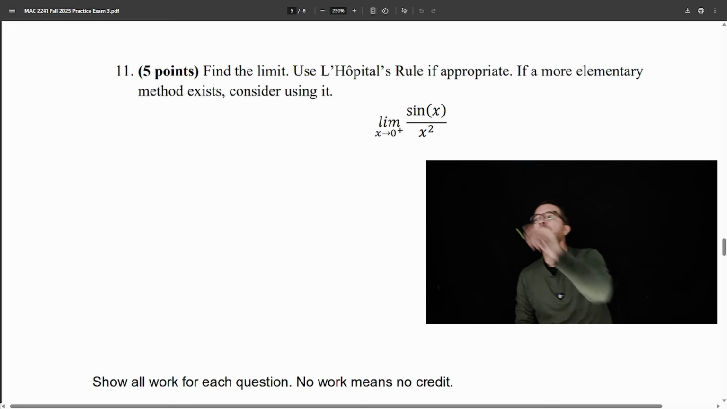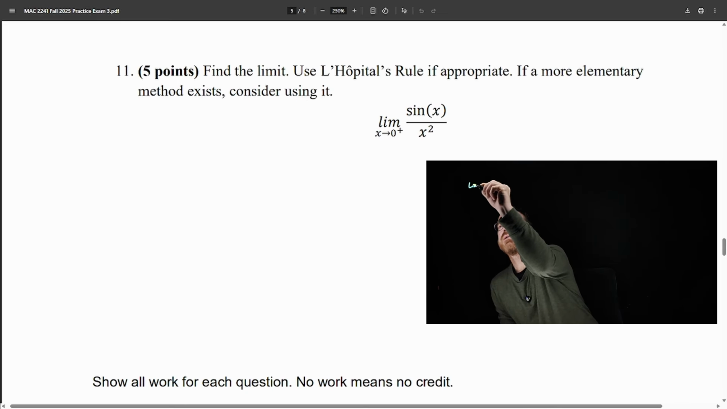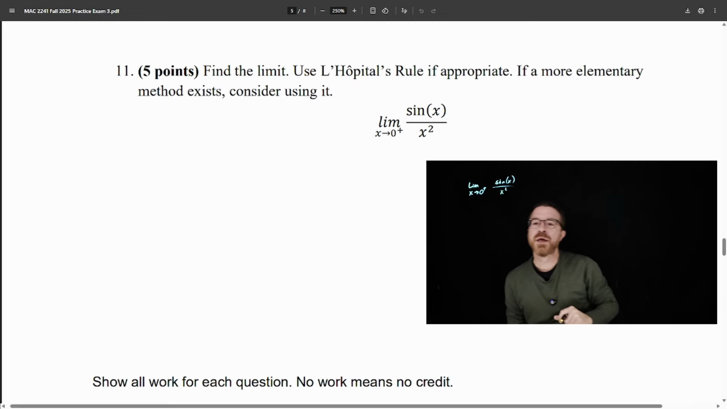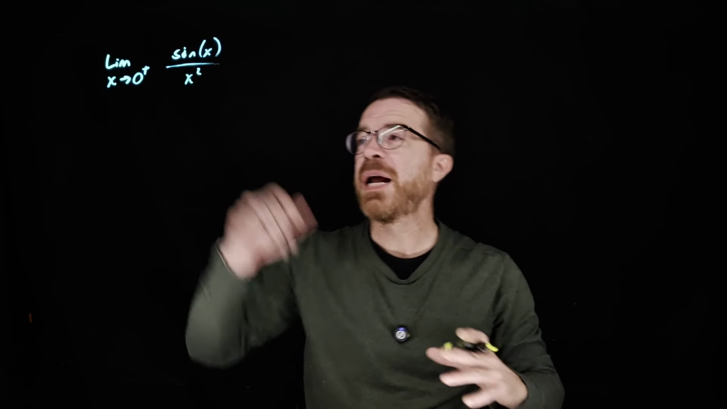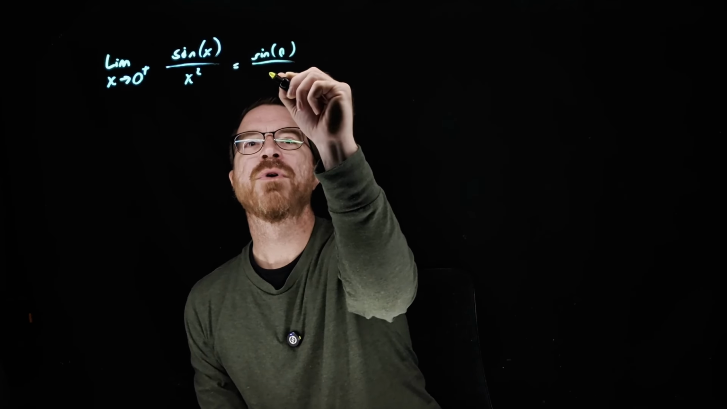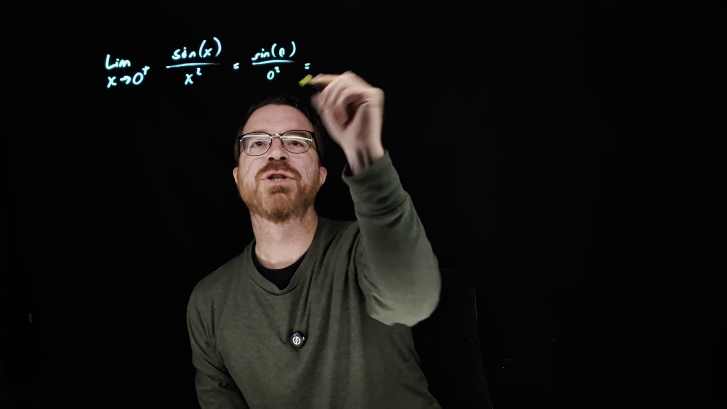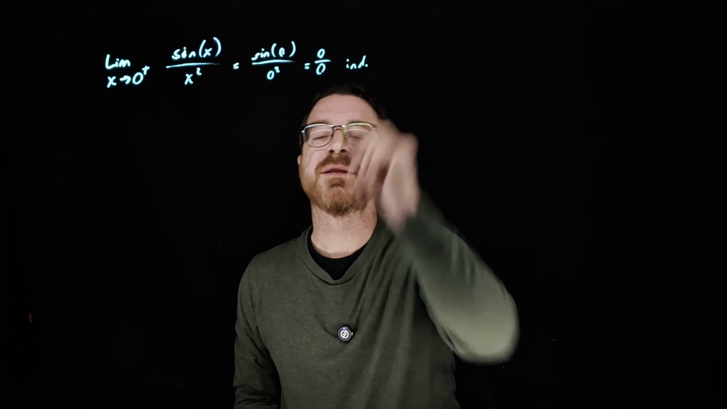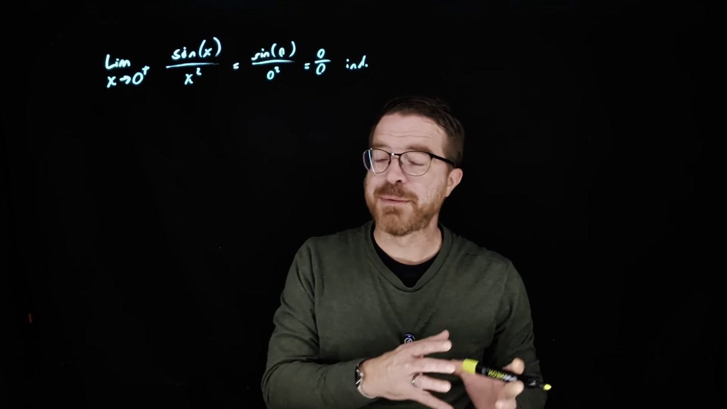For problem 12, we have the limit as x approaches 0 from the right of sine of x over x squared. So first things first, let's evaluate what happens if we plug in 0. We get sine of 0 over 0 squared, which is just going to be 0 over 0. So this is indeterminate. This means we can use our L'Hopital's rule.